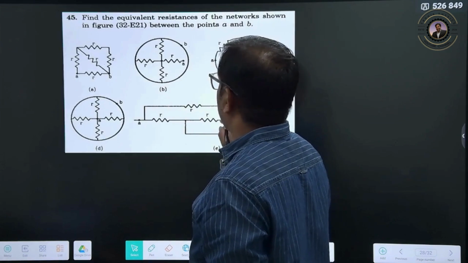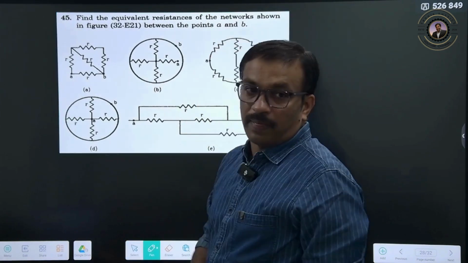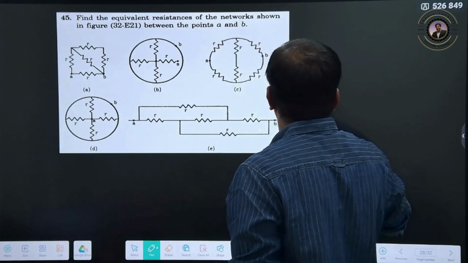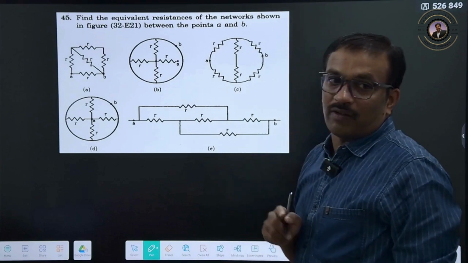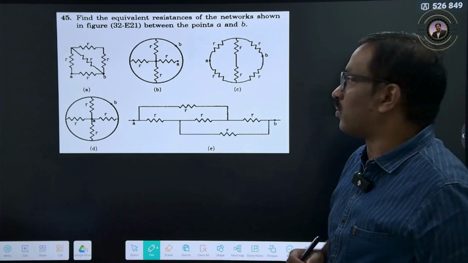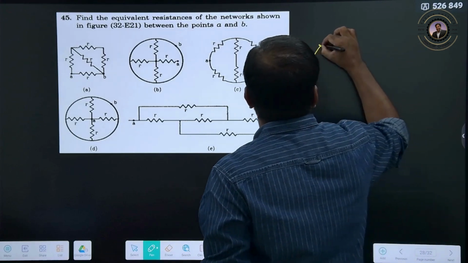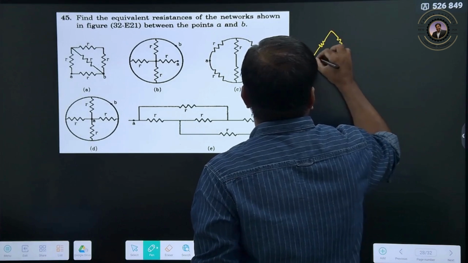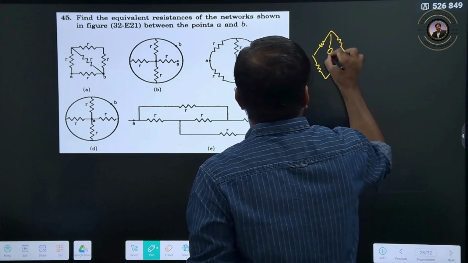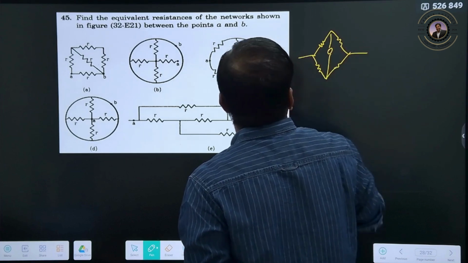So here in this one, there is a Wheatstone bridge, right? I will tell you one shortcut for this. Actually we'll do one separate video based on the Wheatstone bridge, but I'll tell you one small shortcut. This is one Wheatstone bridge, because there is a galvanometer, so this is your Wheatstone bridge.